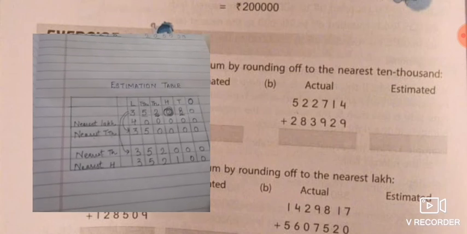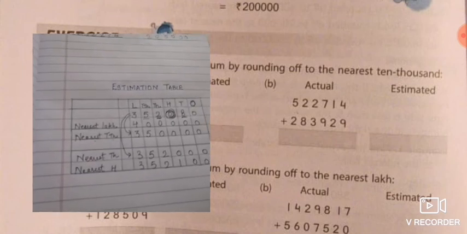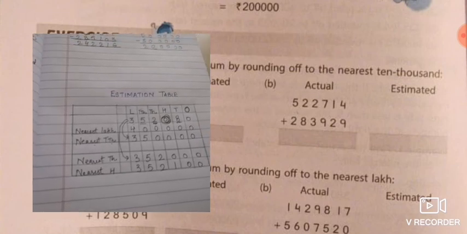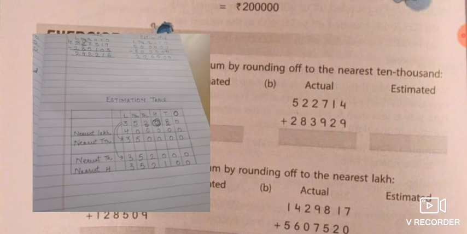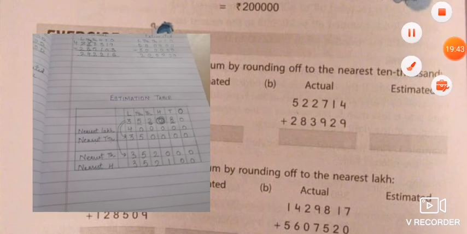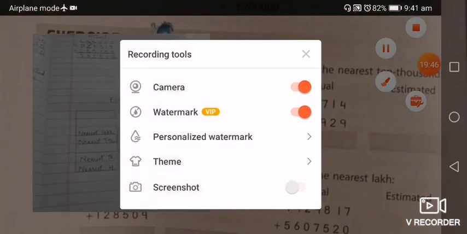I hope you all have understood this estimation table. And homework for today is you are supposed to do question 1, 2 and 3. A part I have told you in the video. And B part you will do it your own.